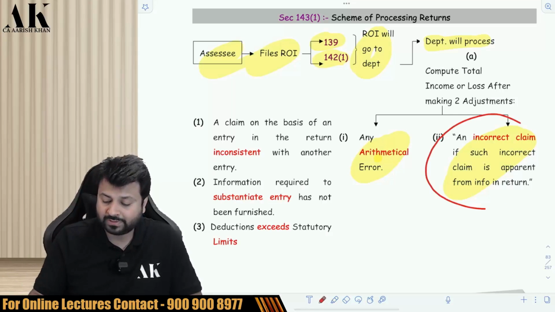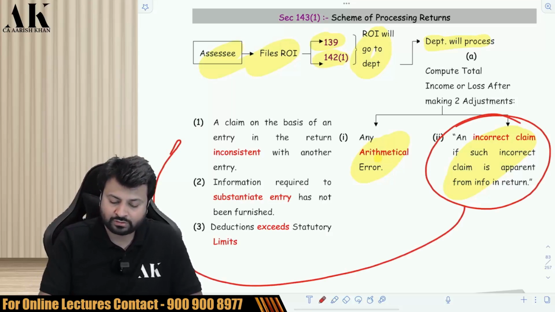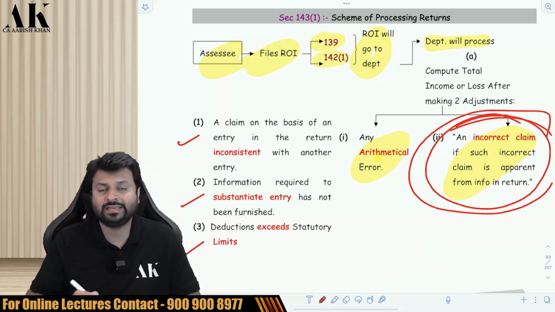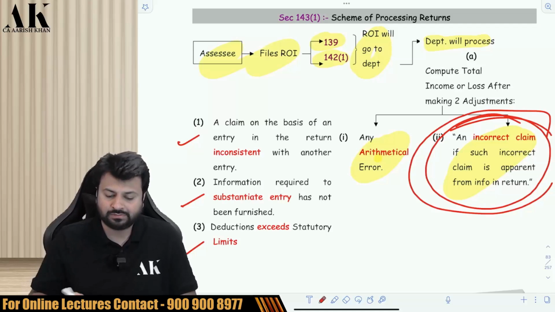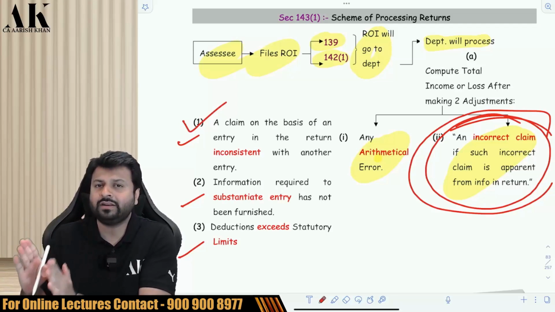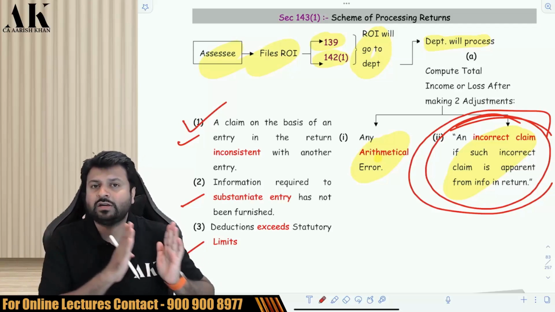Sir, what do you mean by this particular phrase? This is a technical phrase. This phrase includes 3 points: point 1, point 2, point 3. So we need to understand these 3 points to understand what is an incorrect claim apparent from information in the return. The first point is, there is the return, and in this return you are putting one piece of information at 2 places. One piece of information at 2 places in the same return.